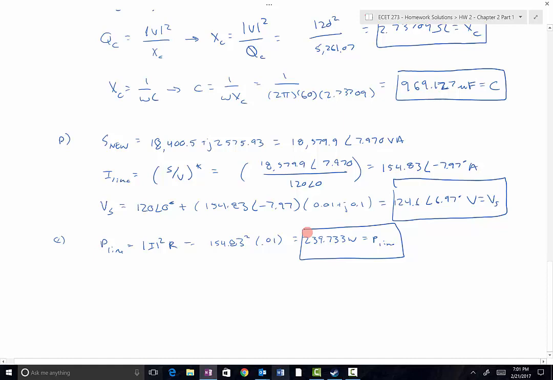So we have decreased the amount of power that's wasted in the line. The old value was 277.8 watts. Now we're at 239.7 watts. So we did indeed reduce the amount of power lost in the distribution feeder.